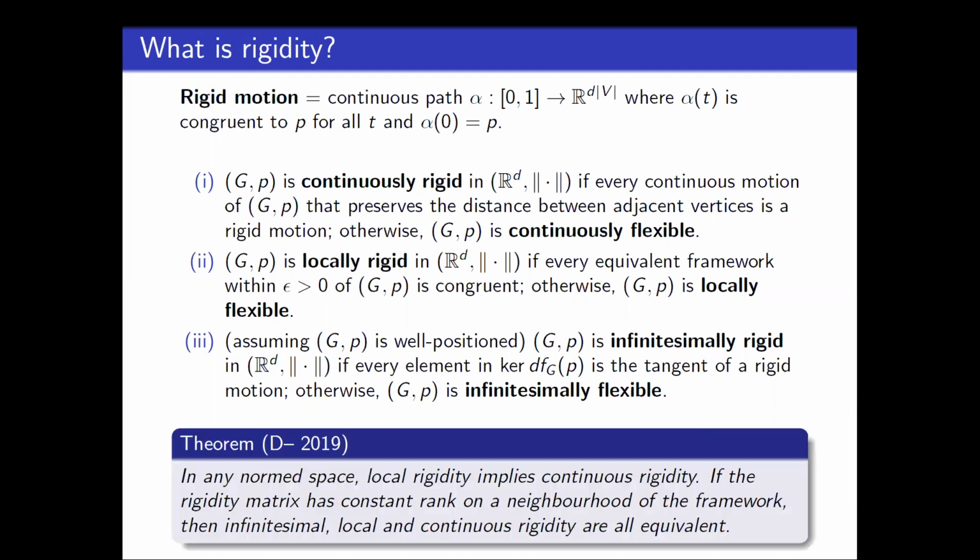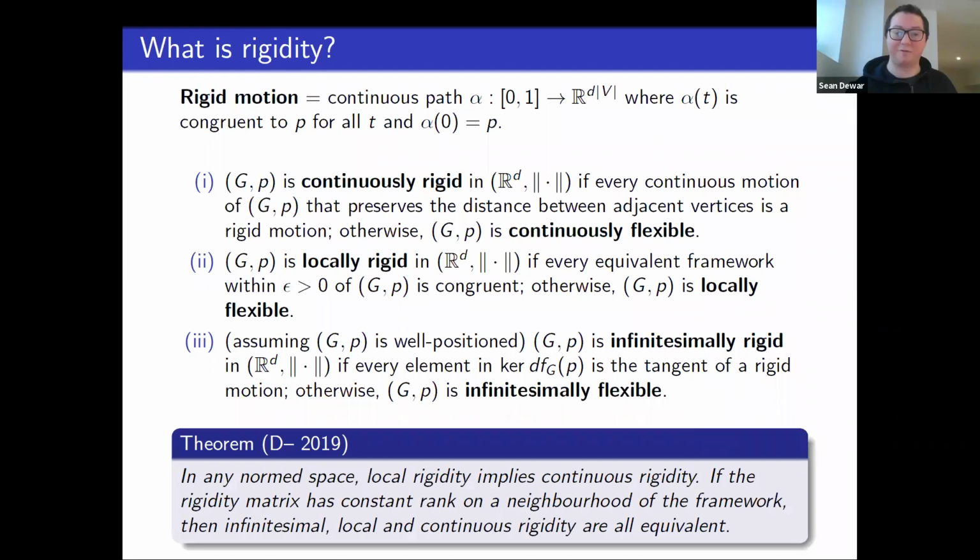Okay, so we have a result here from me. In any normed space, local rigidity will always imply continuous rigidity. The proof is basically trivial. It follows exactly the same proof pattern that you would use to prove it in the Euclidean case. It's a very topological proof, effectively. Doesn't take too much work.